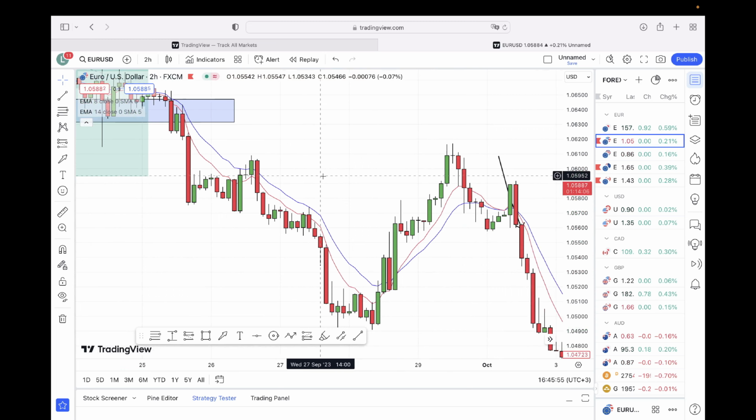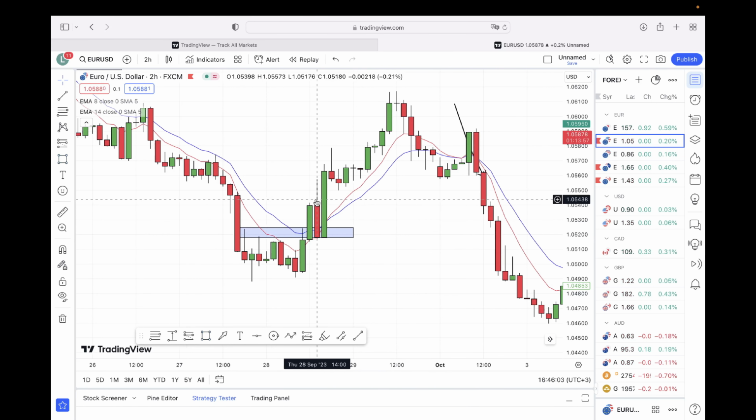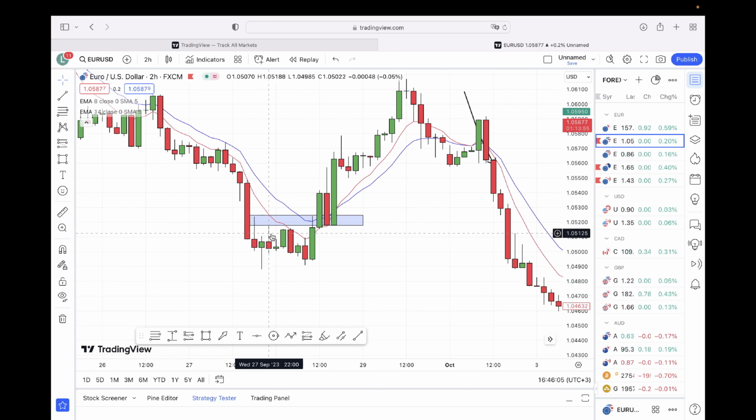Then we can move on to see other crosses. Here we have another cross, so we can mark our resistance and support level. Here we obviously have the resistance level because here the price is being resisted.